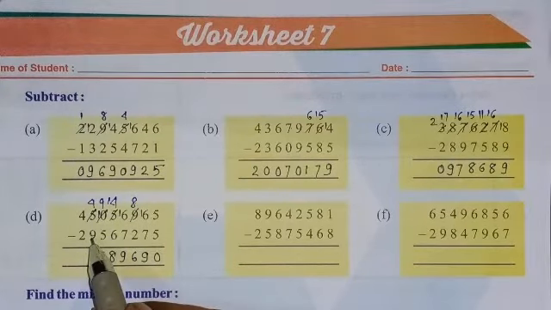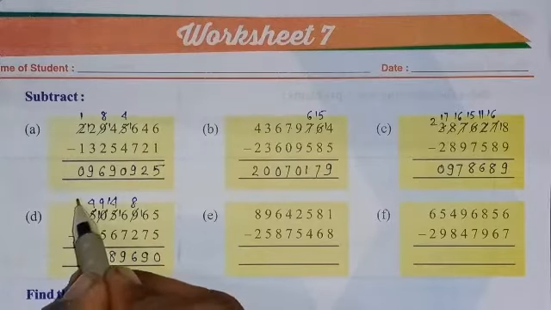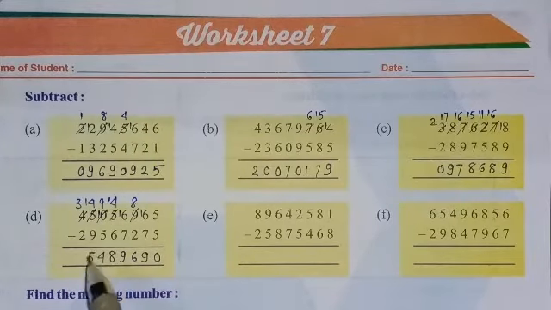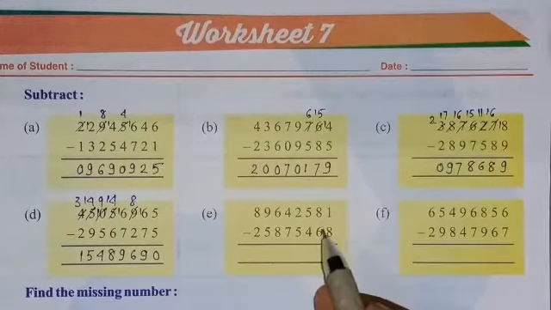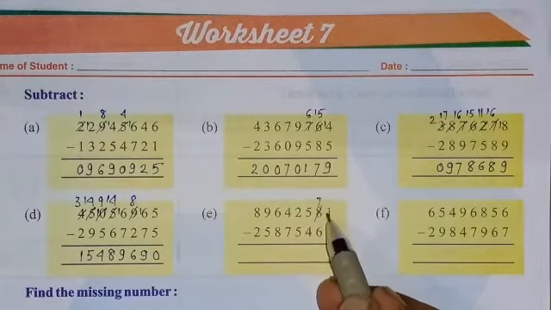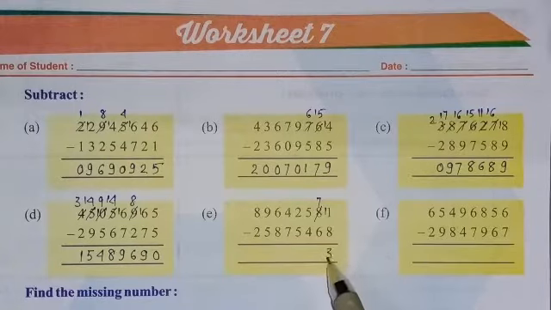4 minus 9, not possible. So borrow from here. This one will be 3 and this is 14. 14 minus 9, 5. And 3 minus 2, 1. See in this, 1 minus 8, not possible. So borrow from here. This will be 7 and this one will be 11. Now 11 minus 8, 3. 7 minus 6, 1. 5 minus 4, 1.